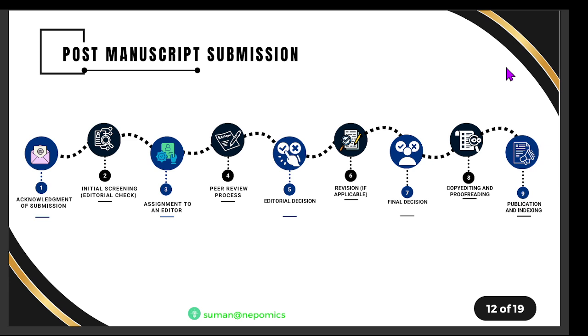And now let's talk about the different post manuscript submission processes that are involved in scientific publication. First of all, when you submit your article using a journal submission portal, you will get two different emails, one from the journal itself and another from the publisher, mentioning that they have received your manuscript. They will acknowledge your submission: thank you for submitting your manuscript to our journal, and all that.